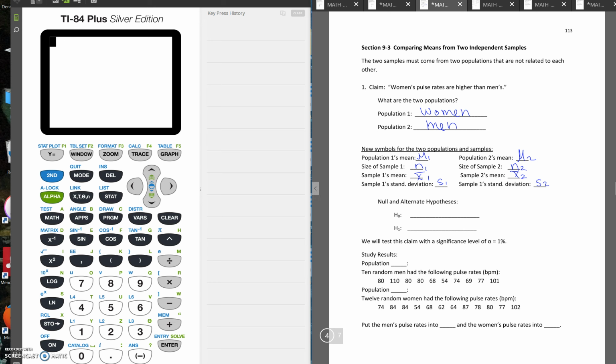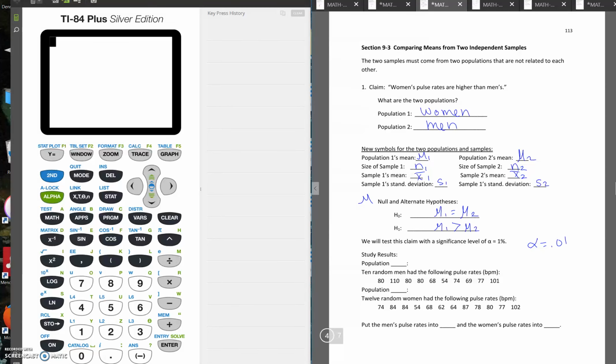Now we need to set up our null and alternate hypotheses for this situation. Here we're talking about means, so we're going to use the mu's in there. The null hypothesis, remember, always has equality, so it's mu1 equals mu2. Our claim is that women's pulse rates are higher, that mu1 is greater than mu2, so that will be our alternate hypothesis. We're going to test this claim at a significance level of 1%, so alpha is going to be 0.01.